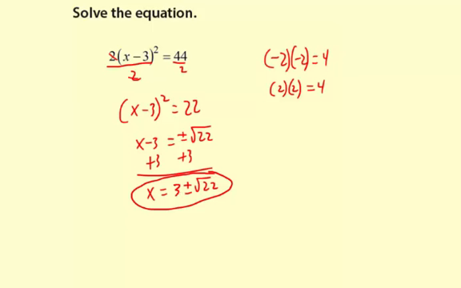And if you wanted to figure out what the value is roughly by using a decimal estimate, you could enter in your calculator 3 plus square root of 22, and you could enter 3 minus square root of 22, and those would give you decimal estimates of this exact answer we have here with the radical 22.